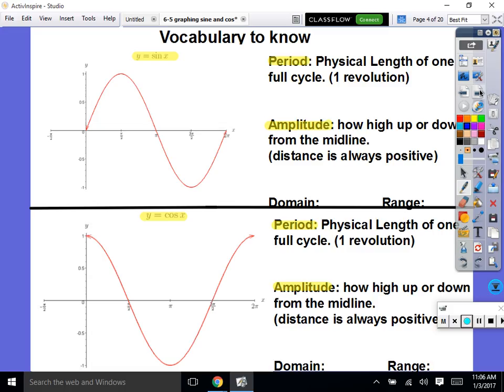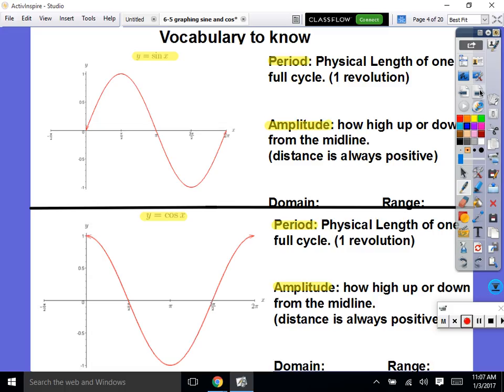Now, here's some vocabulary to know if you want to write it down. You're going to need to know the vocabulary really well. And I think I understand graphing these so well because I know what the vocabulary means, and that comes from teaching it many years. So you're going to want to really intake this vocabulary and understand it. So period. Write this down. Period means the physical length of one full cycle. So that would be going around the unit circle once. So this is the physical length of one full cycle or one revolution.